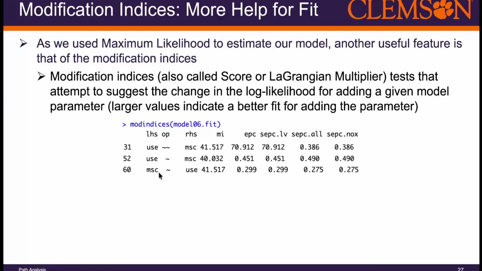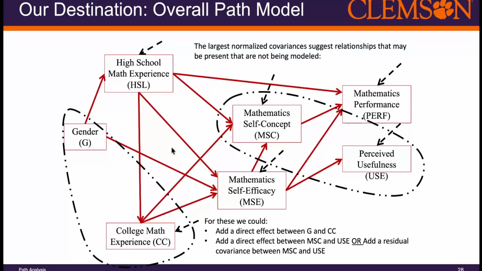When you add a direct effect, you're making kind of a causal claim. You're saying, oh, math self-concept causes someone to perceive usefulness. The higher the math self-concept makes them think math is more useful. Or you're saying the flip: the higher they believe math is useful, the higher math self-concept will be. So both of those is a much stronger claim to me than the residual covariance. So we're going to move forward with the residual covariance.